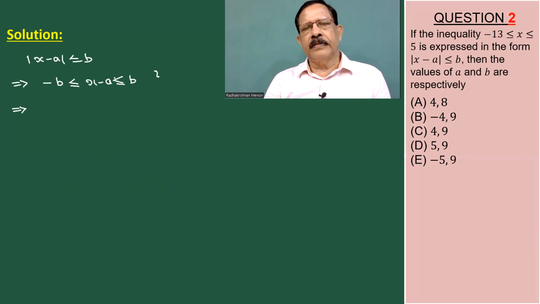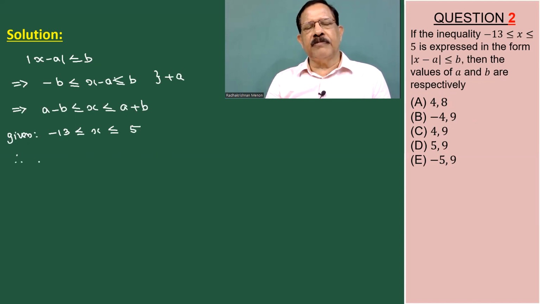So we are adding a. Here we are getting a minus b less than or equal to x, less than or equal to a plus b. What is given? Given minus 13 less than or equal to x less than or equal to 5. Therefore, corresponding terms we are equating. A minus b is equal to minus 13, that's equation 1. Also, a plus b is equal to 5, that is equation 2. We add them.